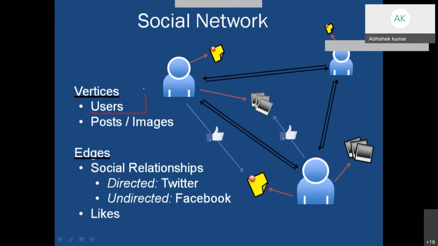So these are the vertices we have. Posts and images also represent vertices. What will edges represent now? Social relationships, like directed, as on Twitter, or undirected, as on Facebook. It is also edge-based: likes, dislikes, everything. I have already told you how likes and dislikes are handled. So this is the basic example of a graph, showing how a graph is processed.